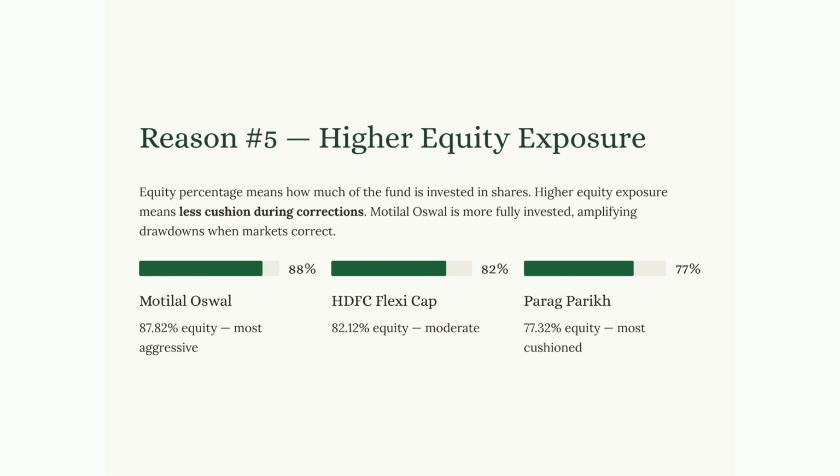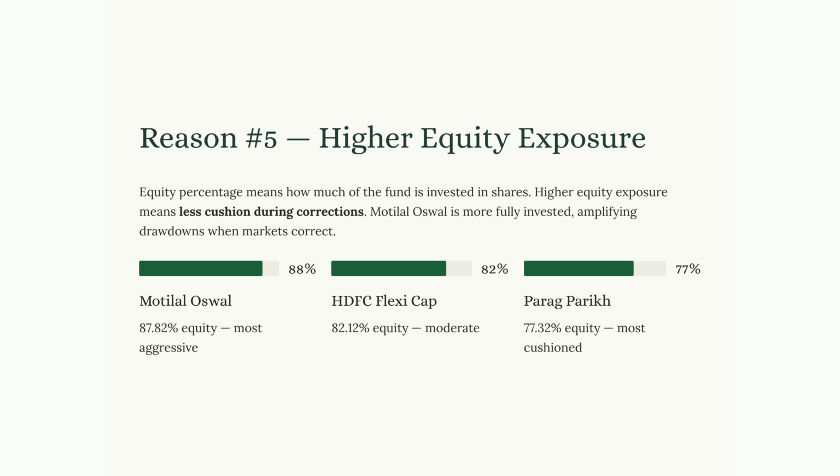Next is equity percentage. Equity percentage means how much of the fund is invested in shares. Higher equity exposure means less cushion during a correction. Motilal Oswal has 87.82 in equity, peers have 82.12 and 77.32. This is for Parag Parikh. So this fund is more fully invested, and that can amplify drawdown when the market corrects.